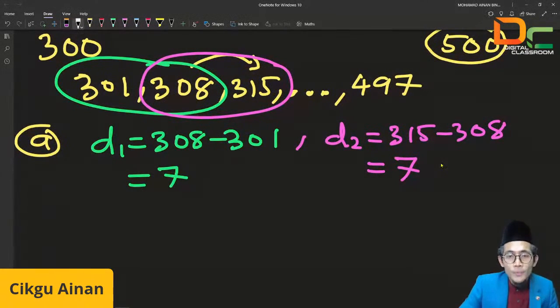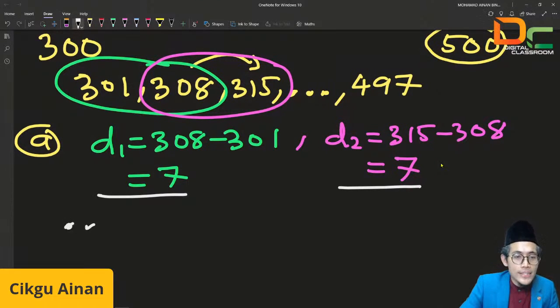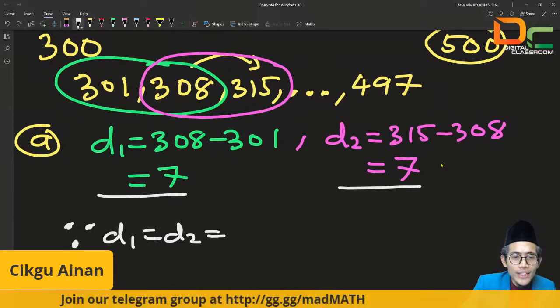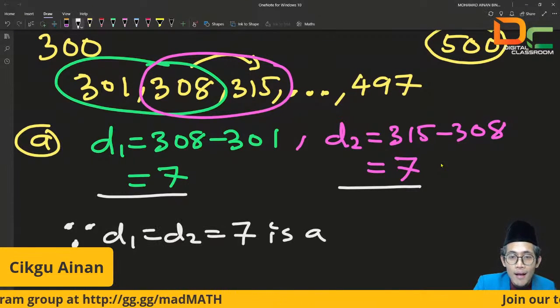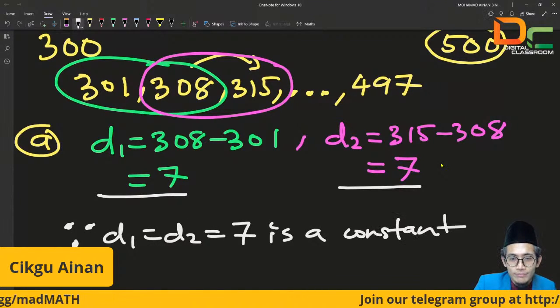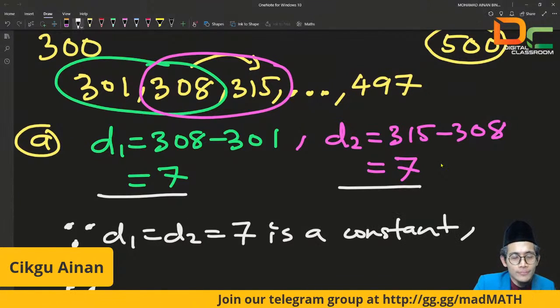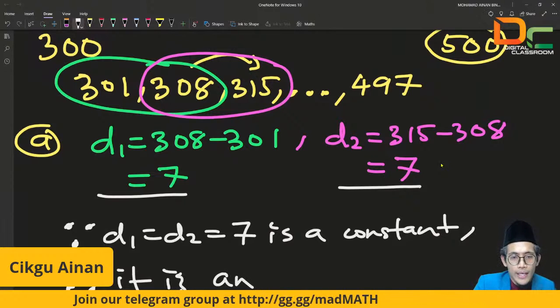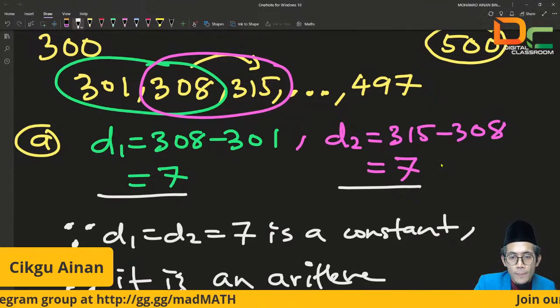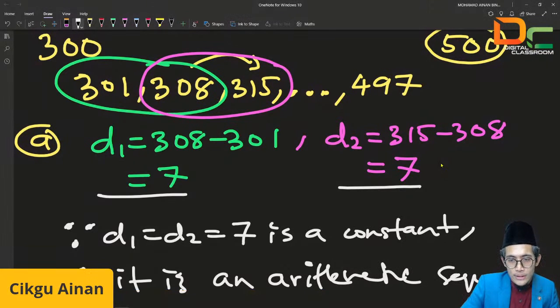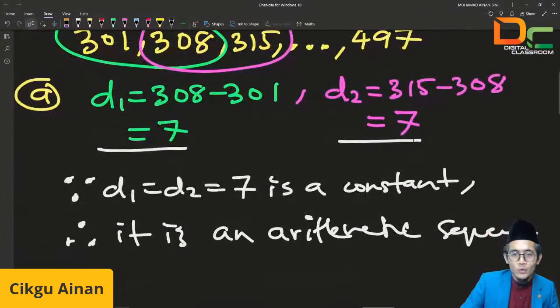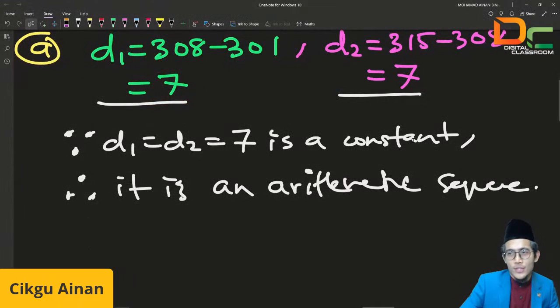Okay. Now, so what we can conclude, the first common difference is the same with the second common difference. Therefore, since D1 equals D2 equals 7 is a constant. Therefore, it is an arithmetic sequence. Sequence satu. Pandailah kau tulis. Betul lah tu. Arithmetic sequence. Okay. So we done with the first part.